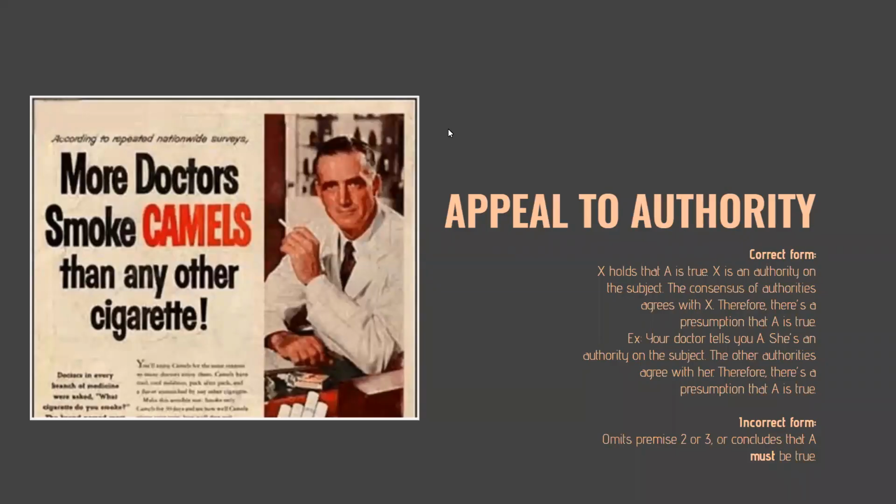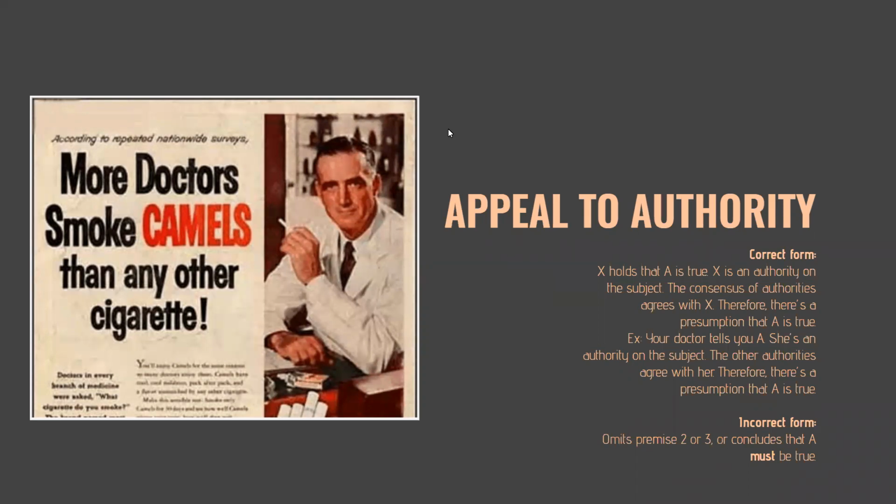Our next group has 3 types of reasoning with correct and fallacious forms. This first type of reasoning appeals to expert opinion. So, appeal to authority. The correct form is X holds that A is true. X is an authority on the subject. The consensus of authorities agrees with X. Therefore, there is a presumption that A is true.